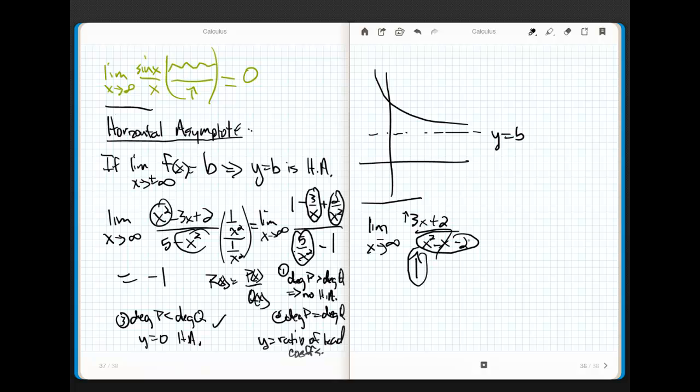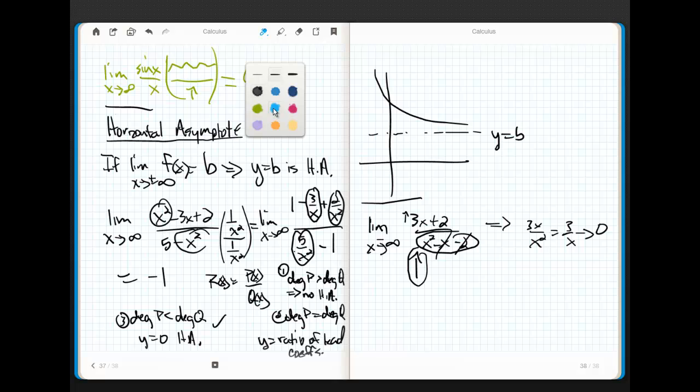Really, out at infinity, this goes away and this goes away. So this whole thing can be distilled to 3x over x squared. And out at infinity, what this turns into is 3 over x, and this goes to 0. If the degree of the denominator is greater than the degree of the numerator, that's always going to happen. It's going to win the tug of war. If your denominator gets bigger faster in a fraction, then your fraction goes to 0. If your numerator gets bigger faster, then it blows up and goes to infinity.